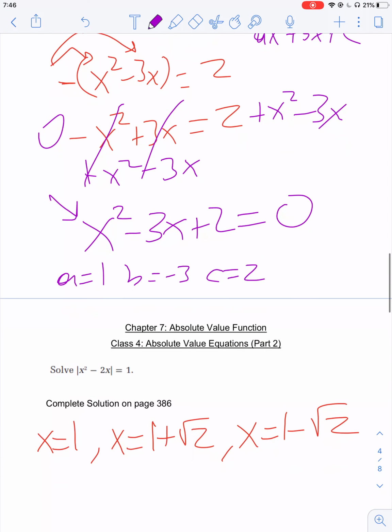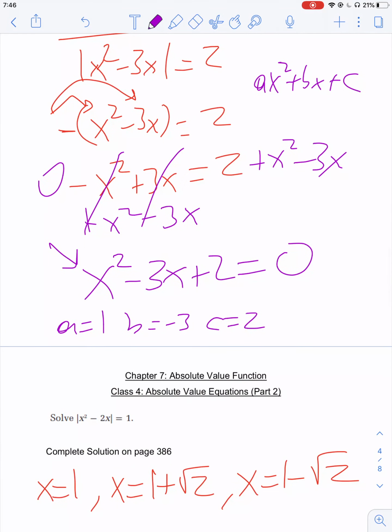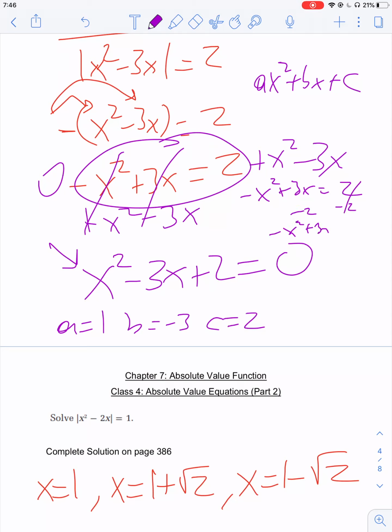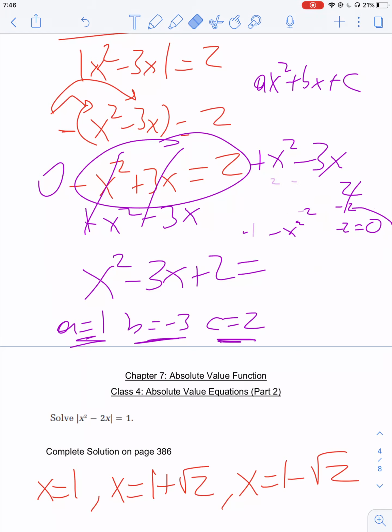Okay, so if you chose to at this stage, right, I had minus x squared plus 3x is equals to 2. I'm talking about this stage over here. If you chose to do minus 2 to get minus x squared plus 3x minus 2 is equals to 0, this would also work. But your a would be -1, b would be 3, and c would be -2. It's going to work either way, because if I multiply this equation by -1 on both sides, then I'm going to get this back. So it's just equivalent. So it doesn't matter how you do it.